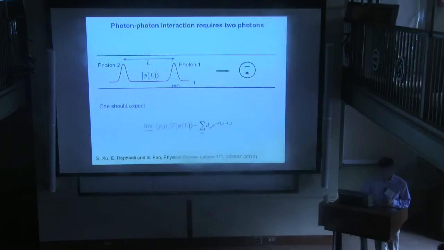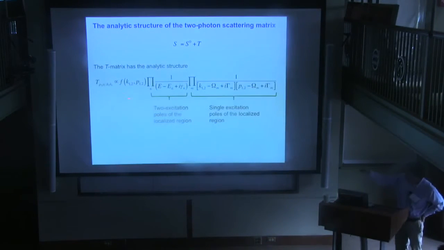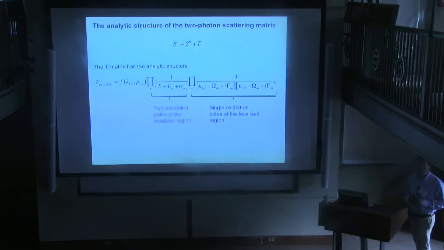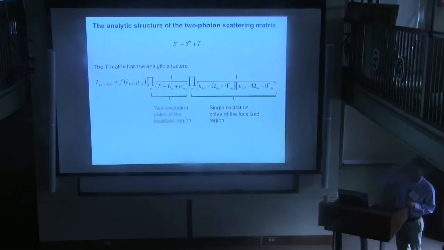So consequently, you can argue that the T matrix needs to contain the set of all the single photon poles in the system, as well as potentially a two-excitation pole of the localized region, but nothing else. The rest should be an analytic function. So by this two-pulse thought experiment, you can constrain the analytic property of the entire S matrix. And in particular, the single photon poles play a very prominent role in understanding the photon-photon interaction inside these systems.